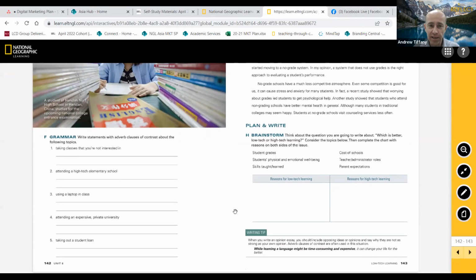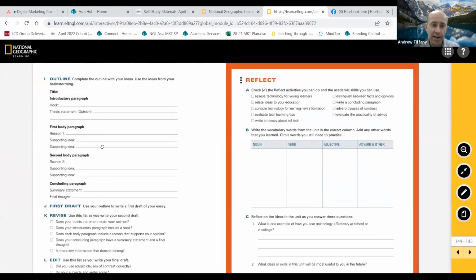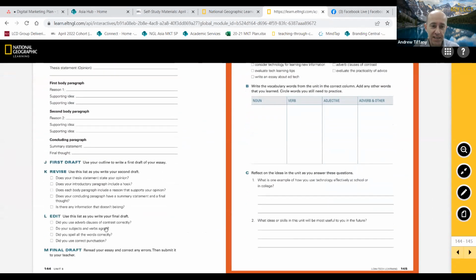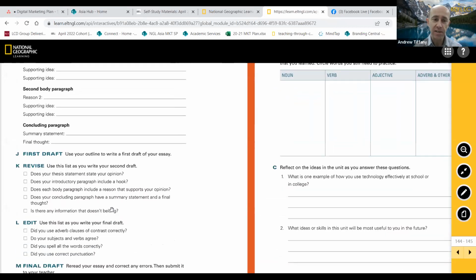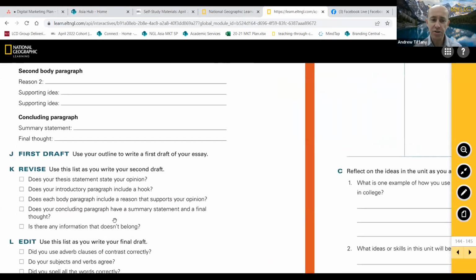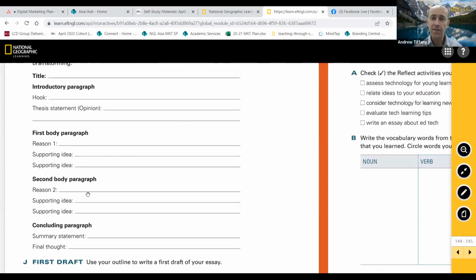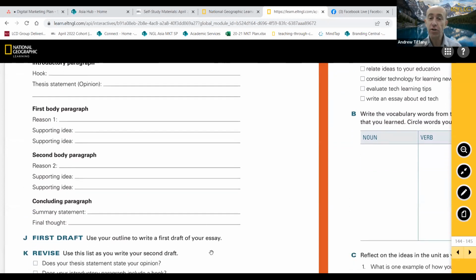So we've got brainstorming here, and then we've got outlining and writing and first draft and revising and editing and final draft. So we're going to go through the whole process of the writing and make sure we get right through to the end. One thing I always like about these programs is sometimes you get teachers who stop here. They let their students write one thing, but then they don't go back and review it and revise it and edit it, right?